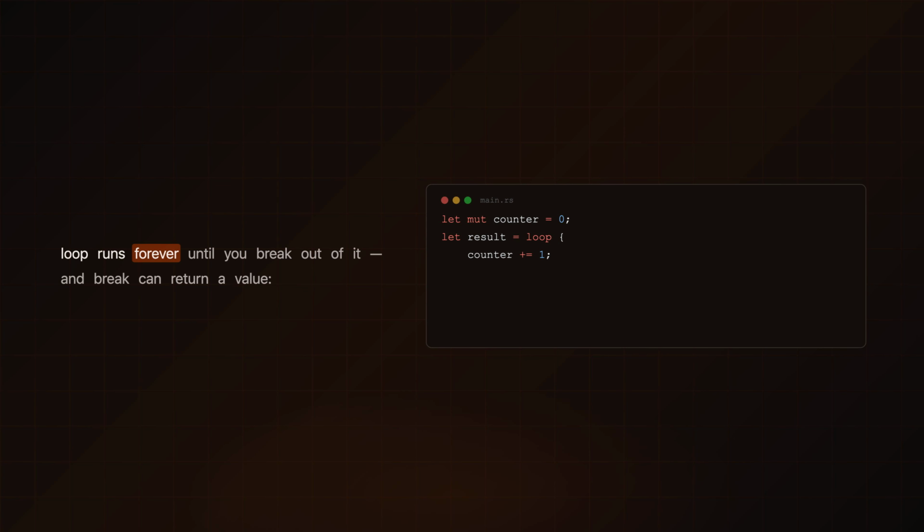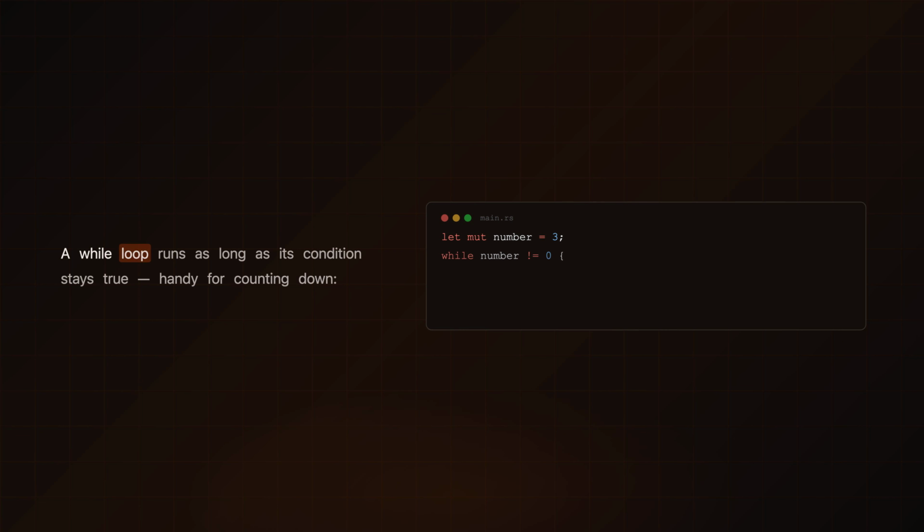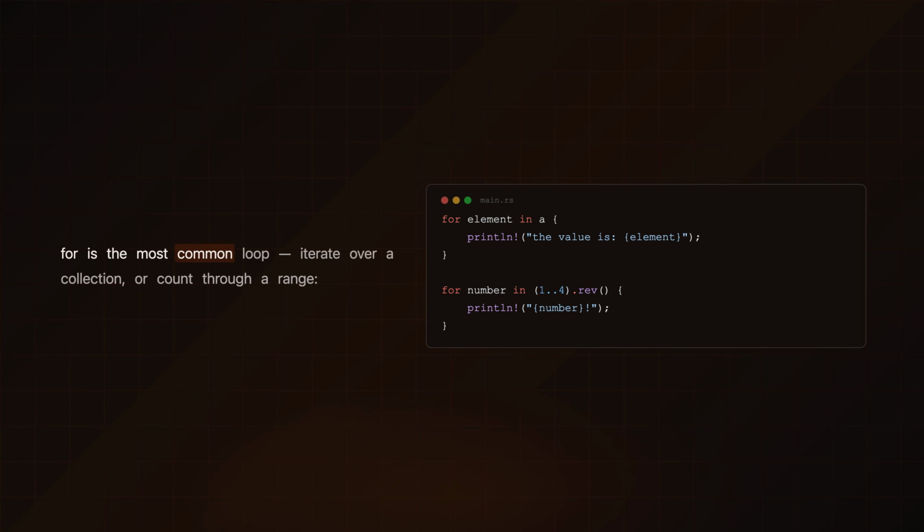Loop runs forever until you break out of it, and break can return a value, which becomes the result of the loop. A while loop runs as long as its condition stays true. Here, we count down to 0. For is the most common loop. Iterate over a collection, or count through a range.